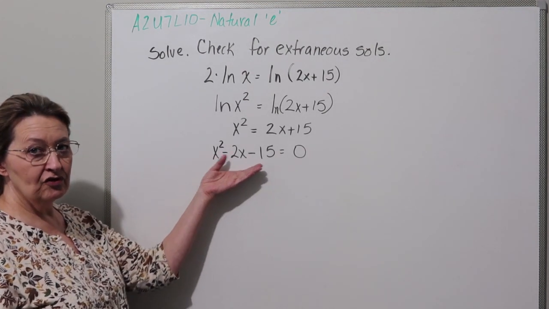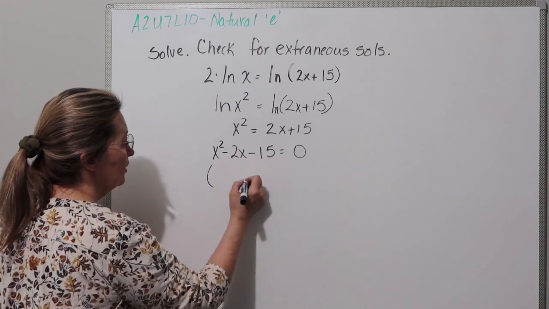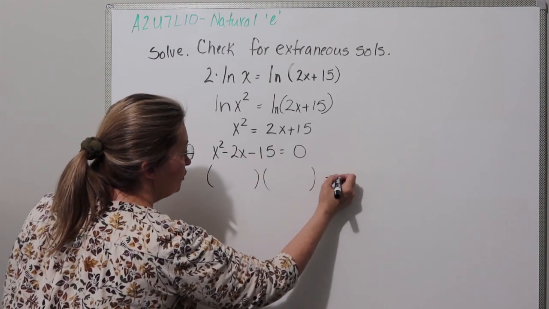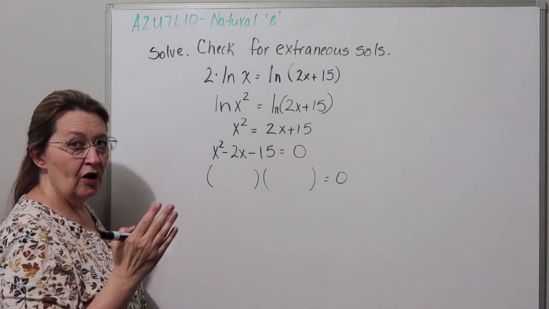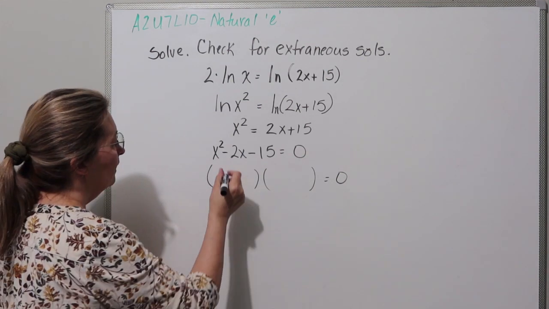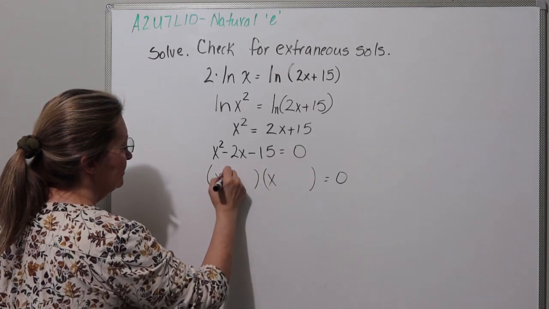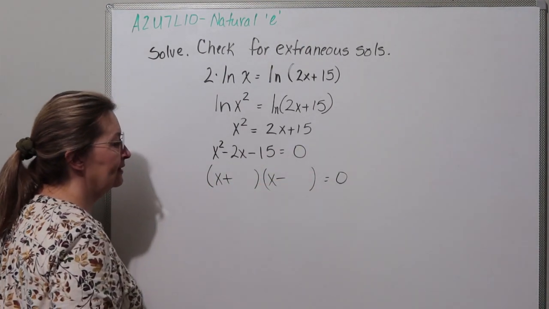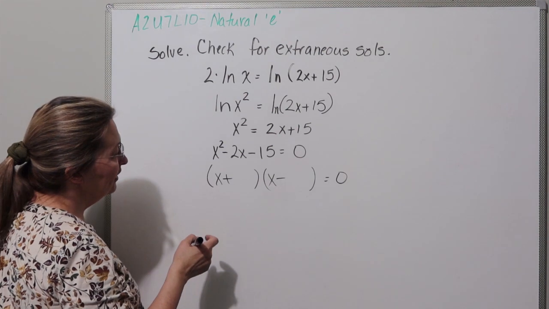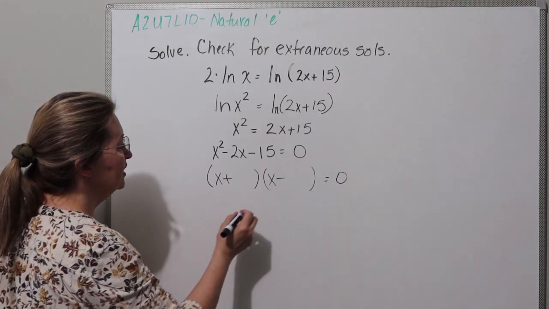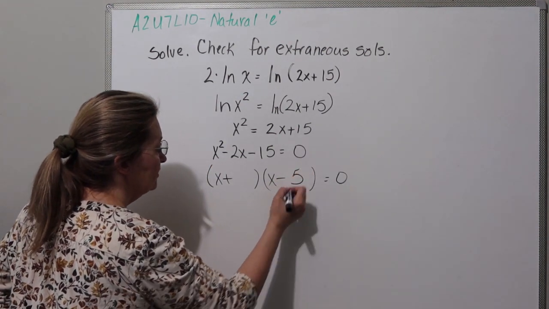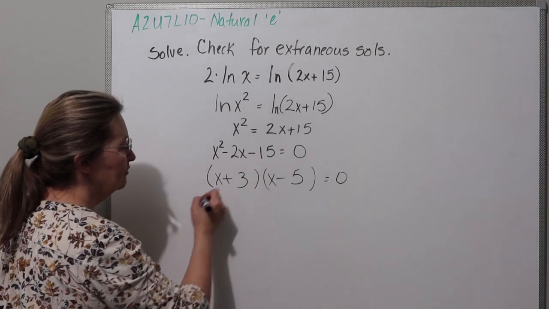Well, we're going to have to factor the trinomial over here, and this will factor into two binomials. I'm going to use the zero product property. So since I have minus here, I'm going to have x and x, plus and minus. I need a pair of numbers that will multiply to give me negative 15 and add up to give me negative 2. So that's going to be a negative 5 and a positive 3.